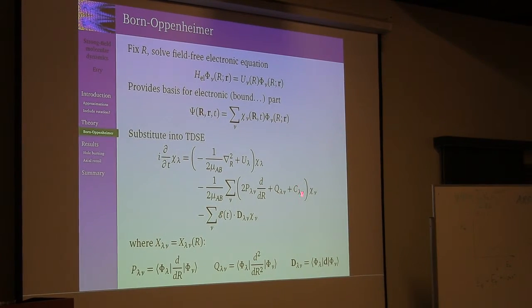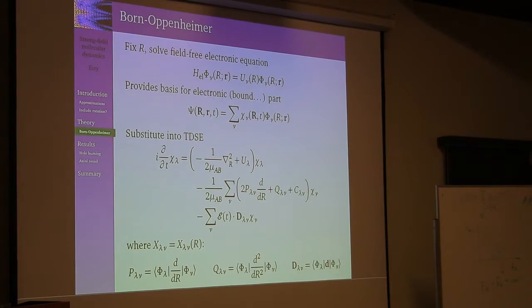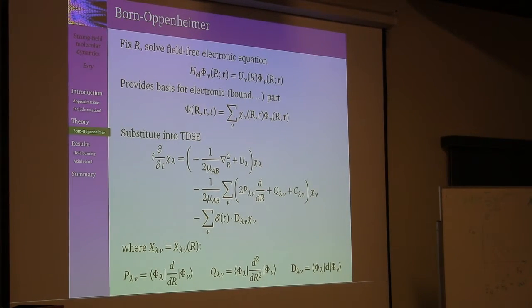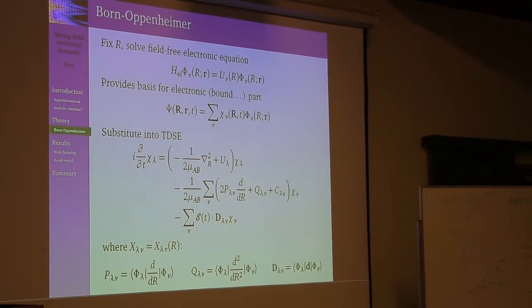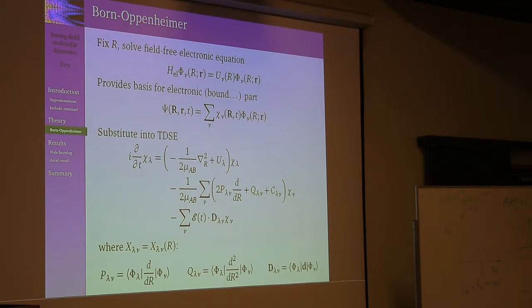This one, I'll tell you first, this one is Coriolis. We normally neglect that, okay? And you get Coriolis in there because when you solve the electronic problem, you do it in the body frame. And that's a non-inertial frame, so when it's rotating, you get a Coriolis term. We normally neglect that one.